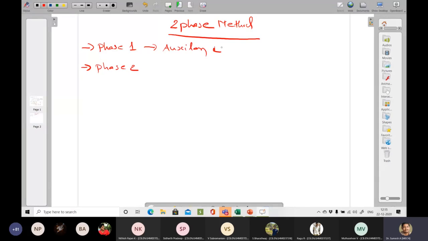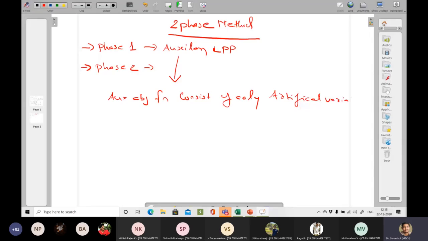So what do you mean by this auxiliary LPP? Auxiliary LPP will have an auxiliary objective function, consisting of only artificial variables, and subject to the constraints of your problem.